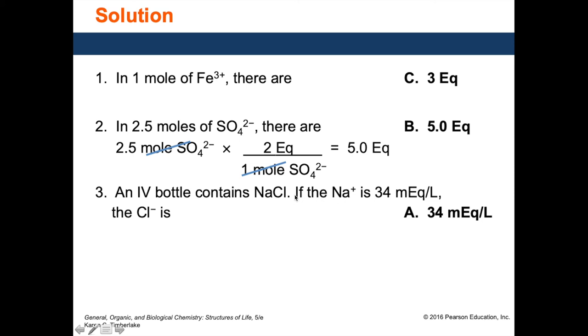Okay, and the last problem tells us that we have 34 milliequivalents per liter of sodium ions. What must the concentration of the chloride be? Well, it's the same number, right? If we're using milliequivalents per liter, that's the nice thing about using equivalents. The numbers are, well, equivalent.